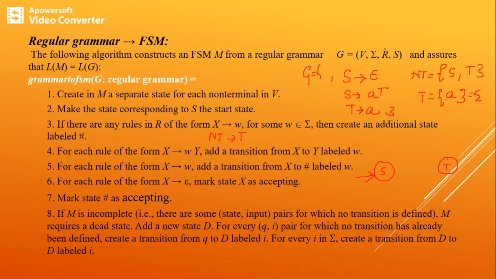What do these four tuples represent? Variables are nothing but the set of non-terminals and terminals. How do we get non-terminals from the grammar? You can see here in these rules, all LHS symbols are non-terminals directly.